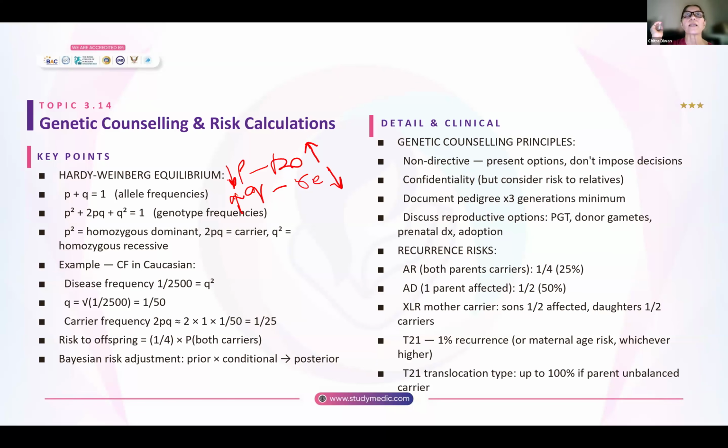There are some conditions that have to be fulfilled before this equation is true. That means there are no inheritable influences that are there. In any population, the population size has to be large. Then there is no random mating that is seen.